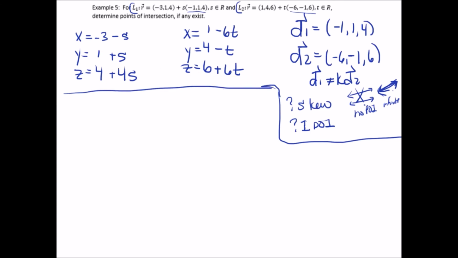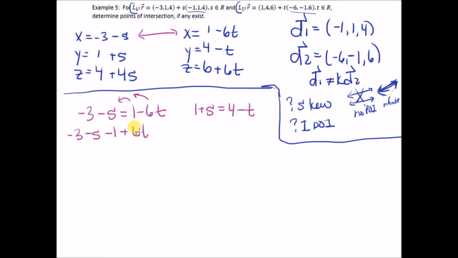Now, all we have to do is take one of these, say the x's, and equate them. So we're going to have the equation negative 3 minus s equals 1 minus 6t. And then we can equate the y's. So then we also have 1 plus s equals 4 minus t. So let's go ahead and move these around. We have negative 3 minus s minus 1 plus 6t equals 0. Minus 3 minus 1 is negative 4.